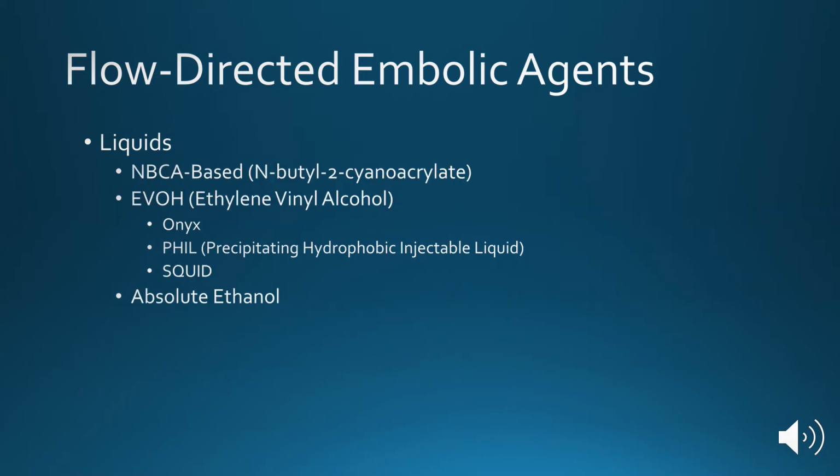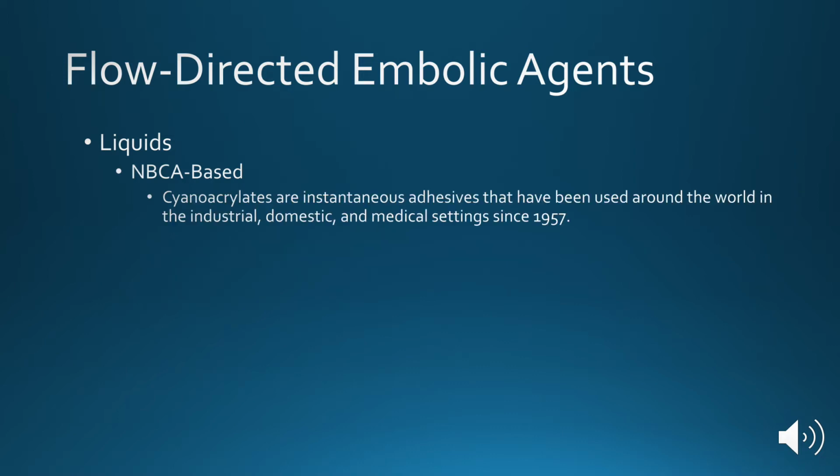So today I'm going to be talking about a few different types of liquid embolic agents, including NBCA-based ones, ethylene vinyl alcohol ones, and absolute ethanol. So we'll start with cyanoacrylates.